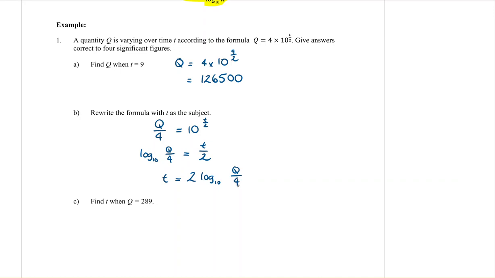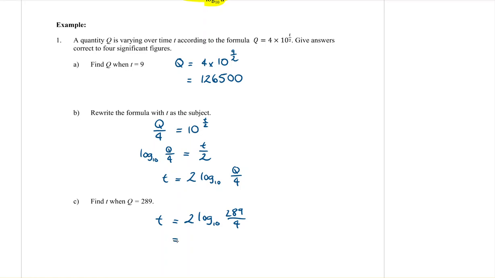Now there obviously is other things that you could do to that. You could split that with the division there, but since it's a log base 10, it's actually very usable the way it is at the moment, so we're just going to leave it there. Part C, find T when Q is equal to 289. So now that I have my rearranged formula for T equals, I just have to sub Q into that new formula. T will equal 2 log base 10 of the 289 over 4.